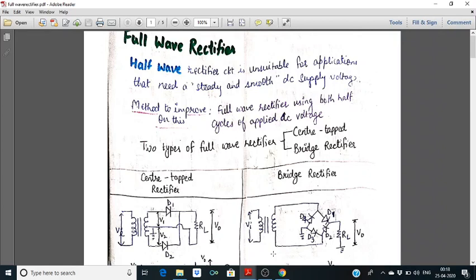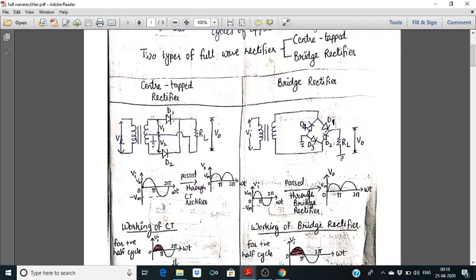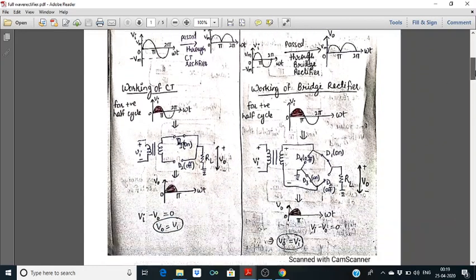Now we have two types of full wave rectifiers, center tapped and bridge rectifier. This is the circuit for center tap. As we can see, the secondary of the transformer is center tapped, so it utilizes two diodes D1 and D2. While in case of bridge rectifier, we have four diodes D1, D2, D3 and D4. So we can go through the working of both.